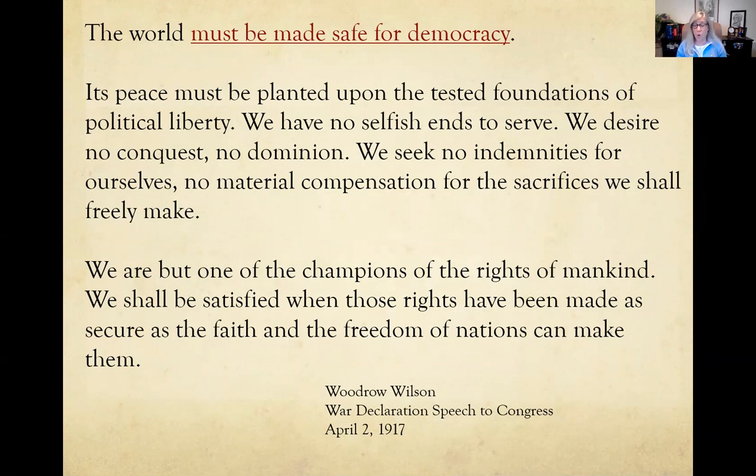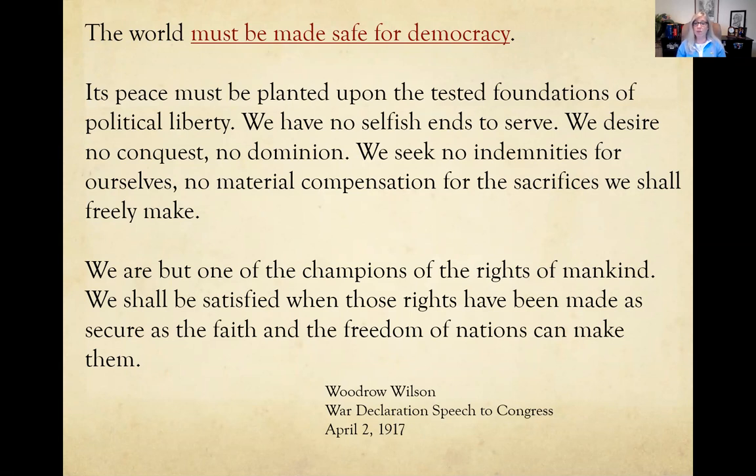The goal in this war, again, is to not acquire territory. But look at what he says the goal is. "The world must be made safe for democracy." And I would certainly write this down. So this is the war declaration speech that Wilson gives to Congress. "The world must be made safe for democracy."